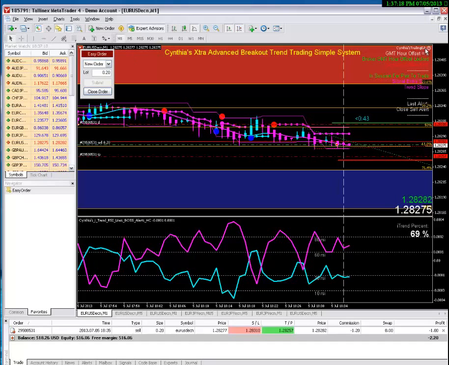Now the trailing EA, the trade manager, is managing this trade. So when it goes 8 pips in profit, it's going to close half the trade and move the stop to break even on the other half of the trade, and then trail by 5 pips. So if we had a normal market condition and the price was moving fast and the momentum was strong, this target would be hit very quickly.